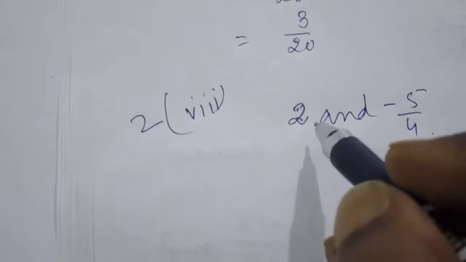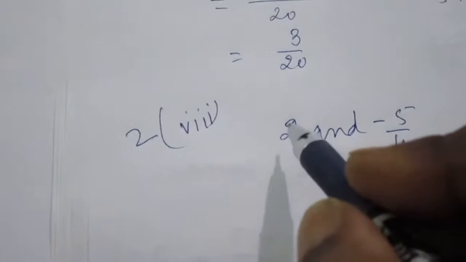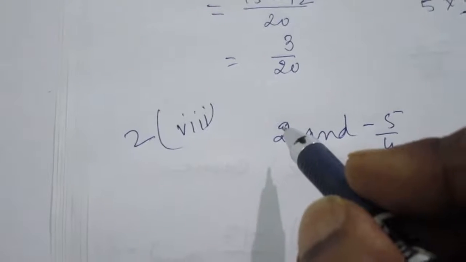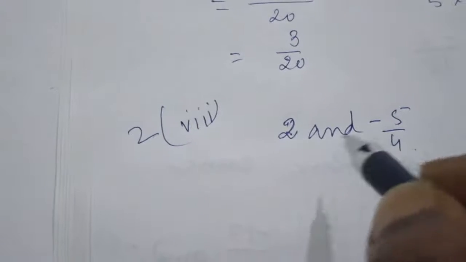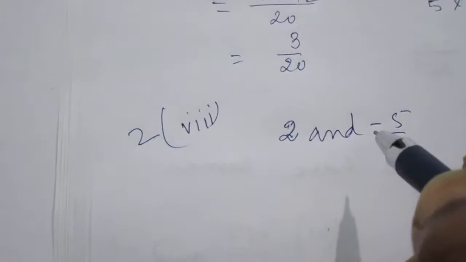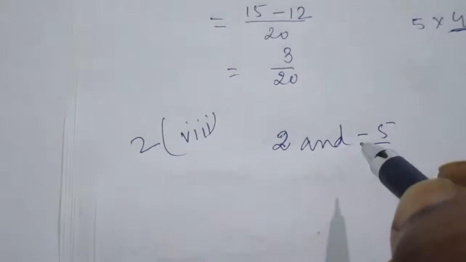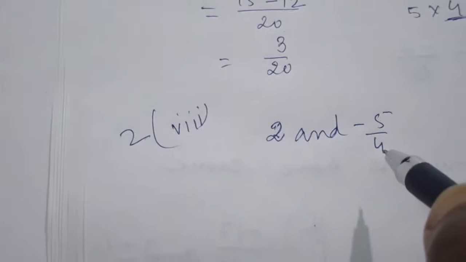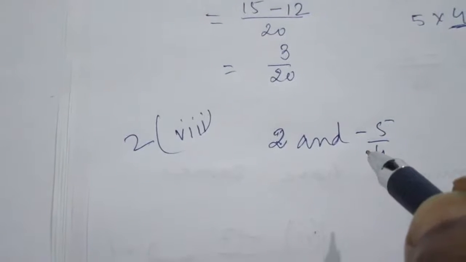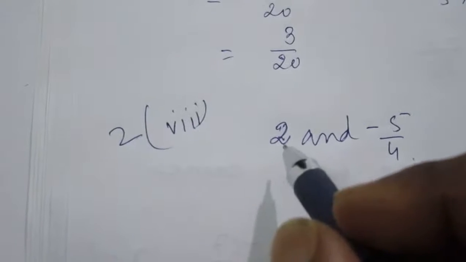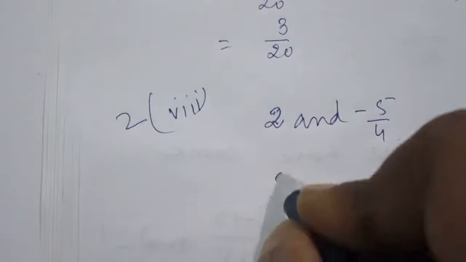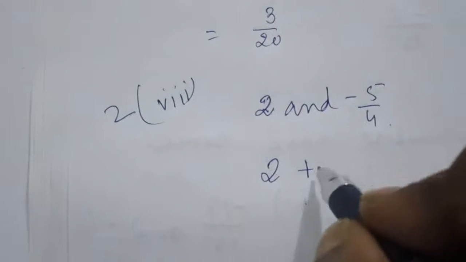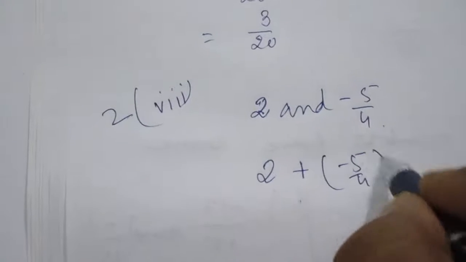So 2 is also a rational number. Natural numbers, whole numbers, integers and fractions together give you rational numbers. Okay, so 2 is also a rational number. Now we have to add 2 plus minus 5 by 4.